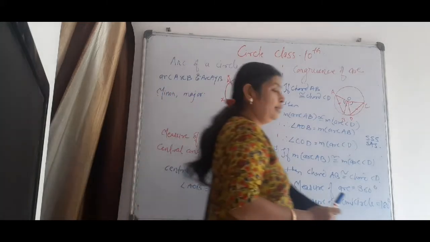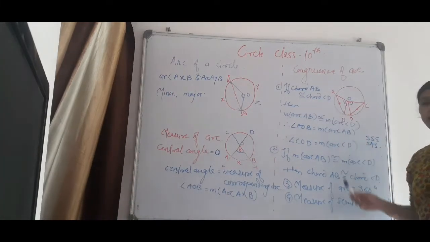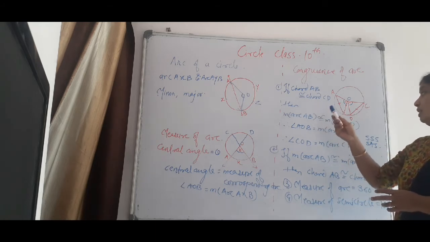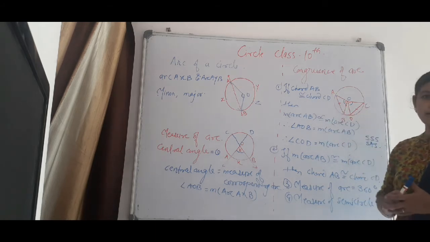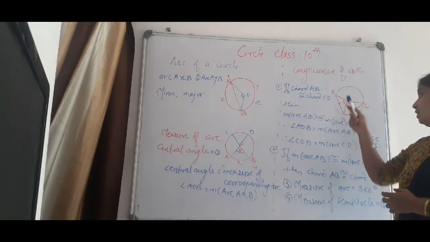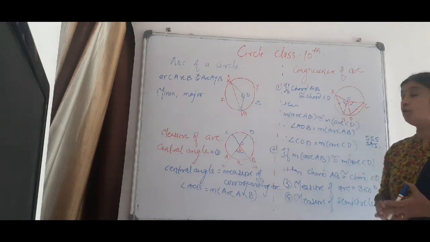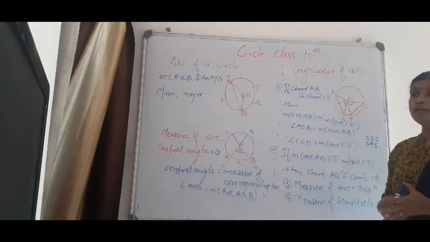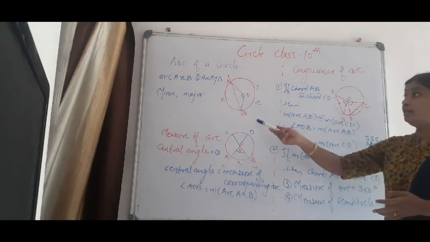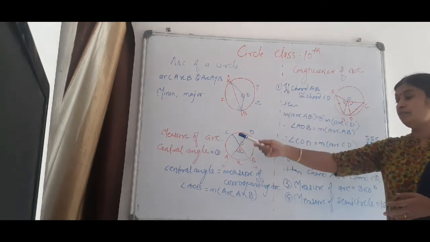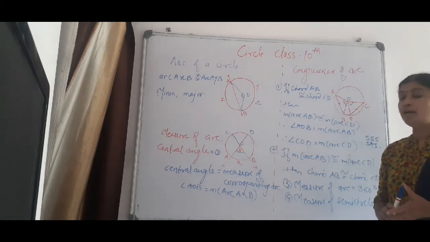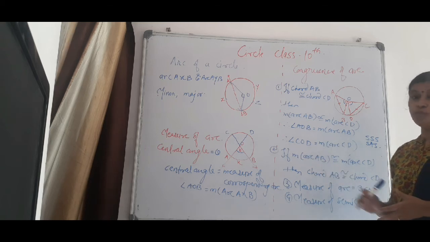So students, write down both the theorems. Which theorems? If chords are equal, then corresponding measures of arcs are also congruent. And second theorem, if arcs are equal, then corresponding chords are also congruent. These theorems are given in your textbook. These are activity based theorems. Write down these theorems and write down the definitions of arc of circle, measure of arc, central angle in your copy. I hope you understood this topic.